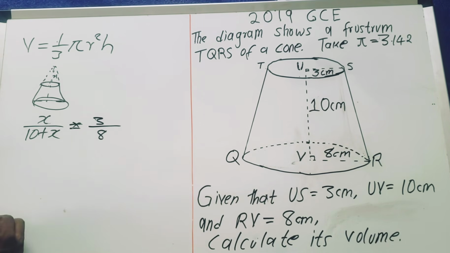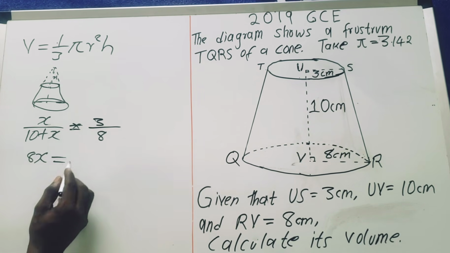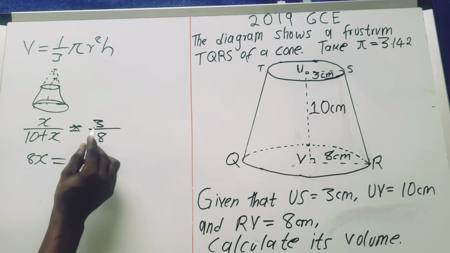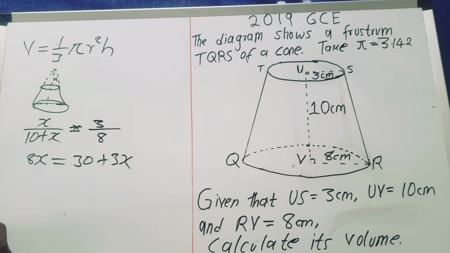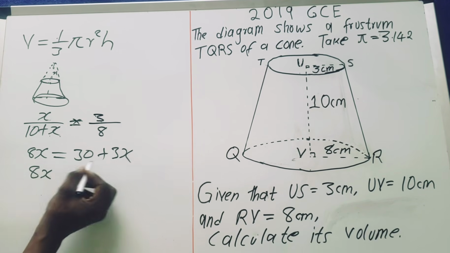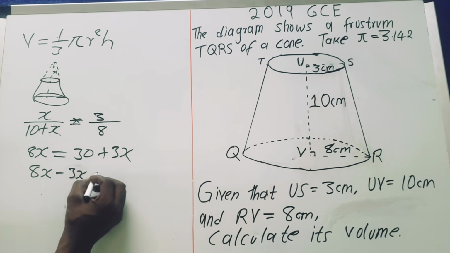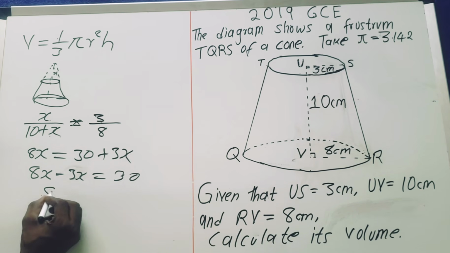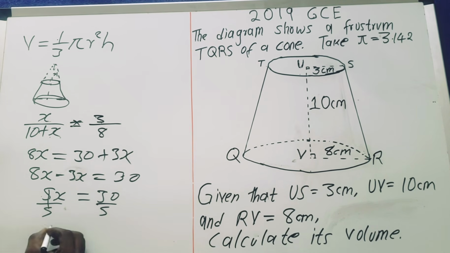So we will cross multiply here. Then we'll have x multiplied by 8, which is 8x, being equal to 3 multiplied by all this. So 3 multiplied by 10 is 30, then 3 multiplied by positive x will be positive 3x. Here we need to collect the like terms. The 3x should come this side, so we are going to say 8x minus 3x equals 30. So 8 minus 3 is 5x, which is equal to 30. Divide by 5 so that we remain with x.